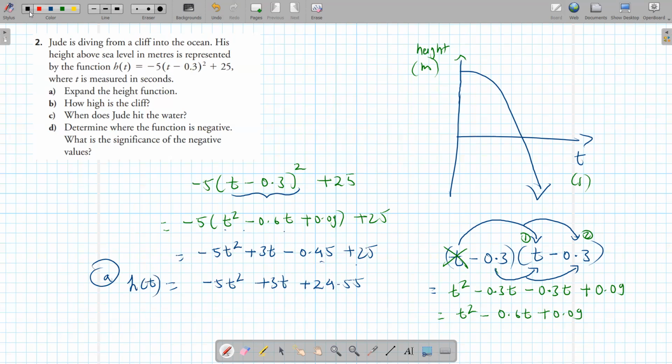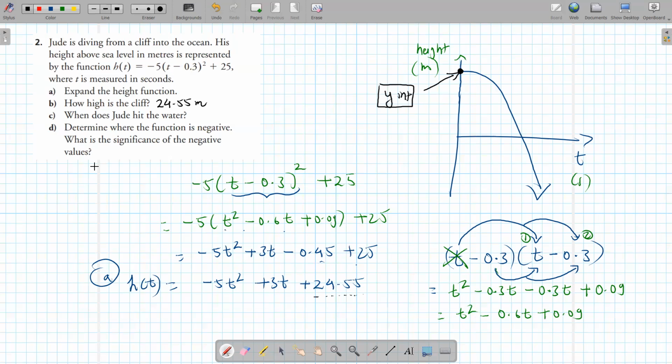Part B, how high is the cliff? Now look at this. What does this represent? What is that? That's the y-intercept, okay? Can the person be above the cliff? No, right? The person has to be right here for them to jump. So what's the y-intercept here? Always look at the standard form. You're trying to find the y-intercept. 24.55. Exactly, so there we go. The height of the cliff is 24.55 meters.